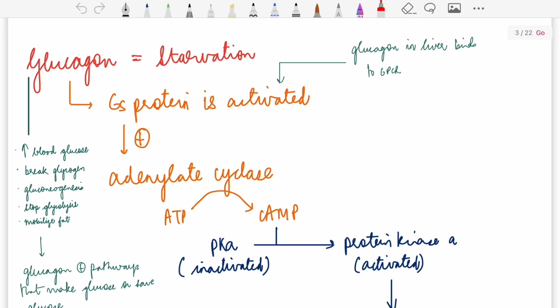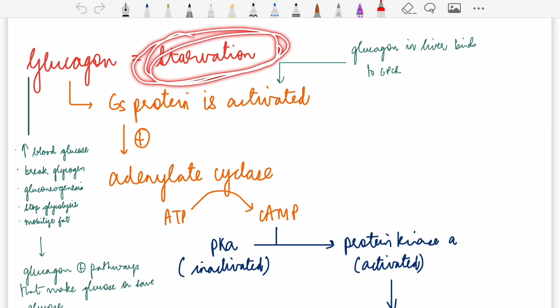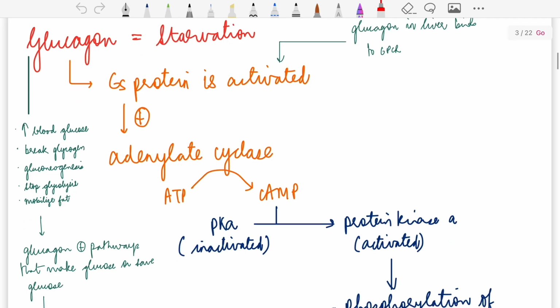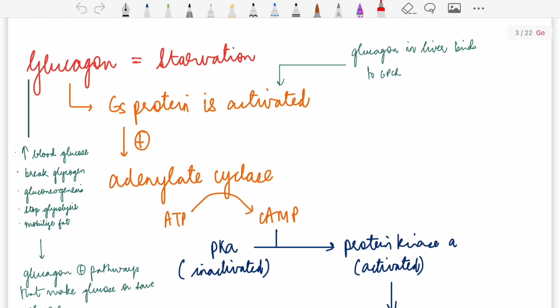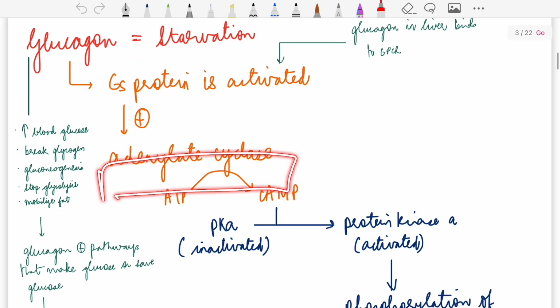Now coming to glucagon. So glucagon is another hormone which is very essential. With insulin we had the fed state and dephosphorylation. With glucagon we have starvation. So what does glucagon do? Glucagon, in the liver, binds to GPCR receptors. Then it activates the Gs protein, which activates adenylate cyclase. So this pathway is important.